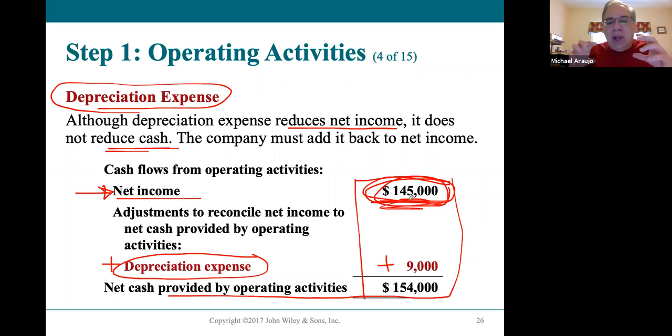And so that 145,000 net income included, we subtracted out a $9,000 expense that never took any cash away from us. And so we're adding the cash back in. Okay, that's how you have to think with cash flow. Cash flow is simply about the cash in, cash out. In this case, this cash stayed in. We never wrote a check. So we add that 9,000 back in.